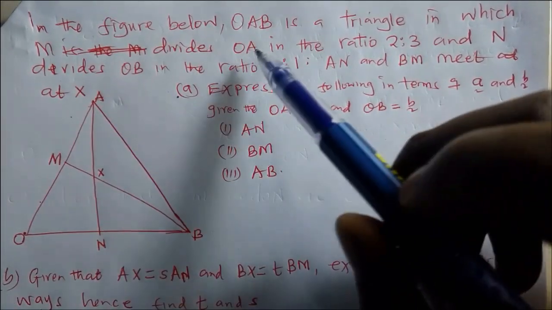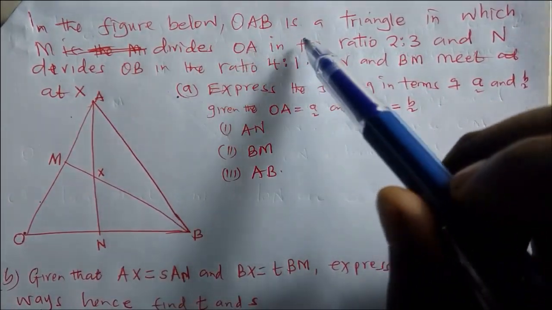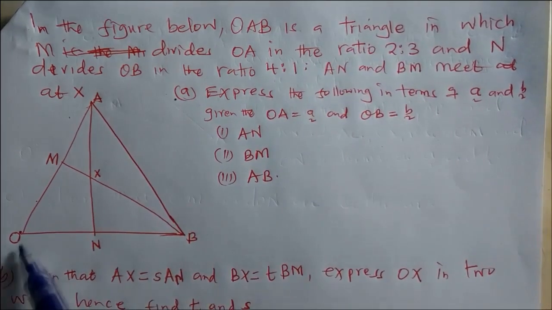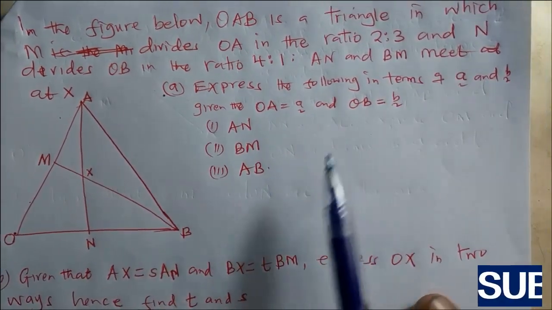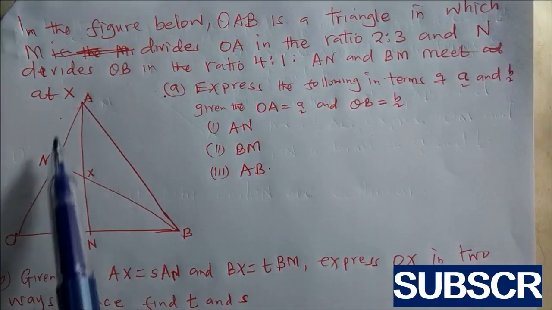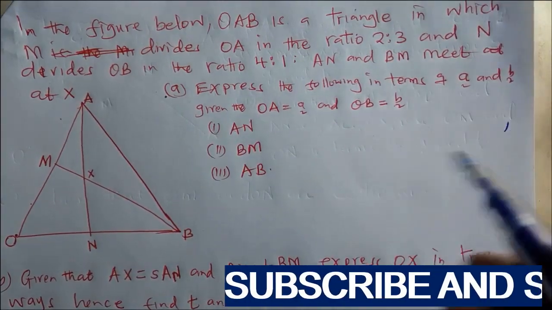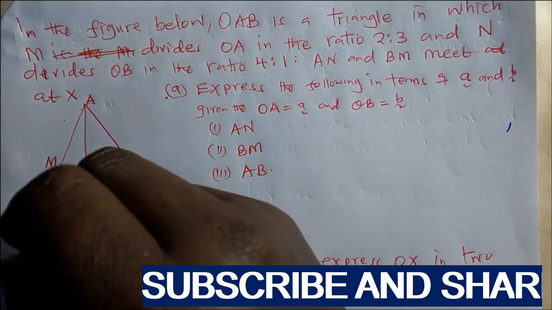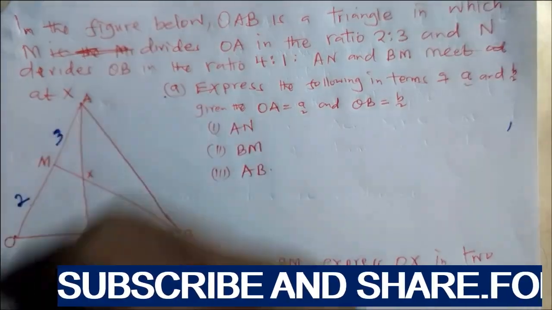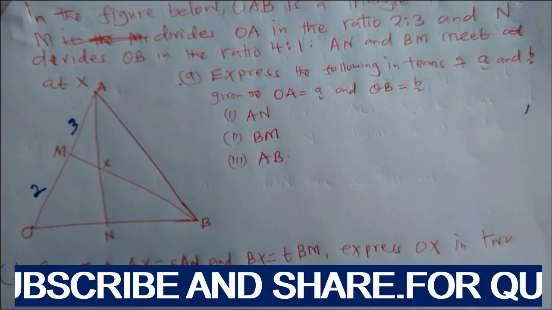In the figure below, OAB is a triangle in which M divides OA in the ratio 2 to 3. So it means this is 2 and this is 3.